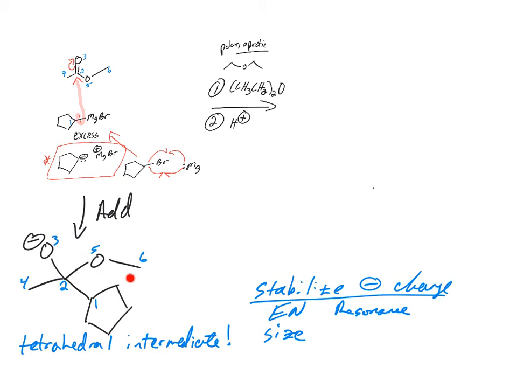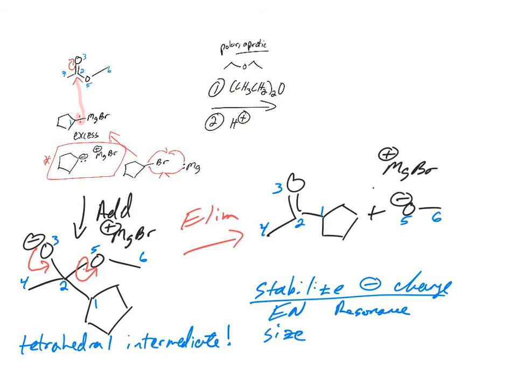So because we have a good leaving group that's electronegative, and we have an O minus, we're going to do an elimination. We're going to reform that pi bond. So here's the product of elimination. This is a ketone. Notice how I numbered everything. We formed a new bond between 2 and 3, a new pi bond.